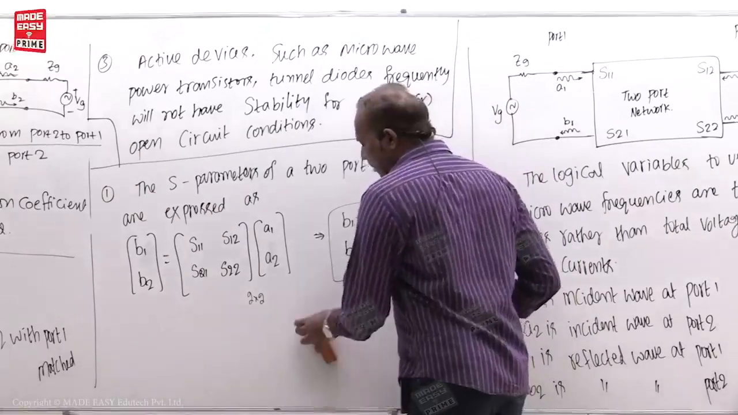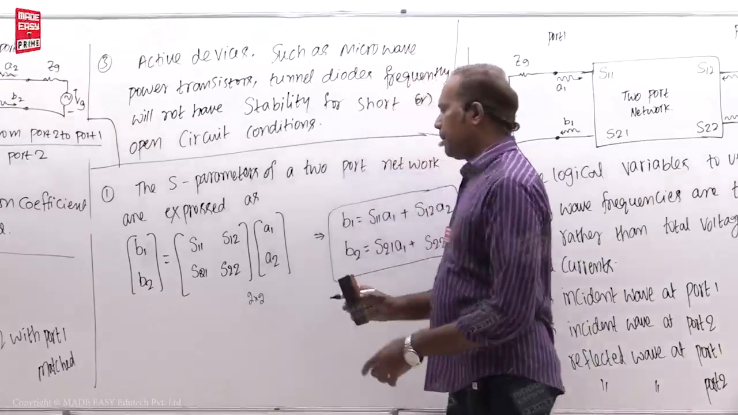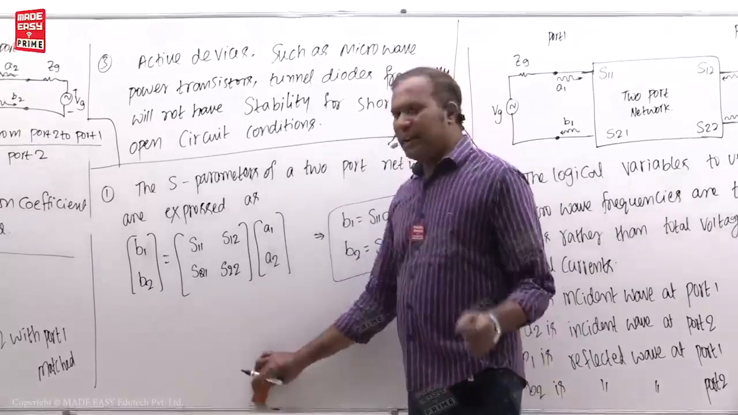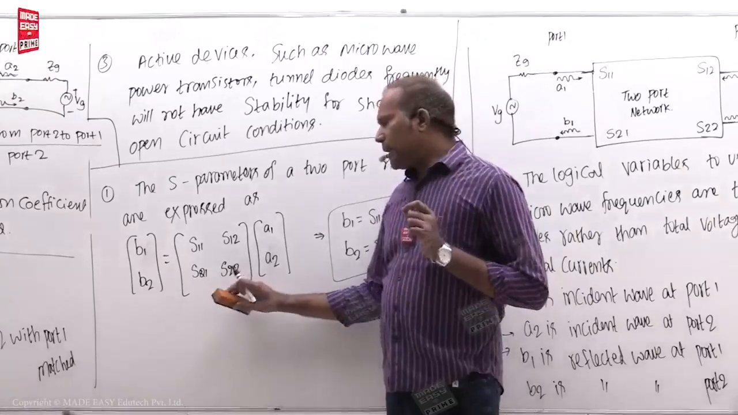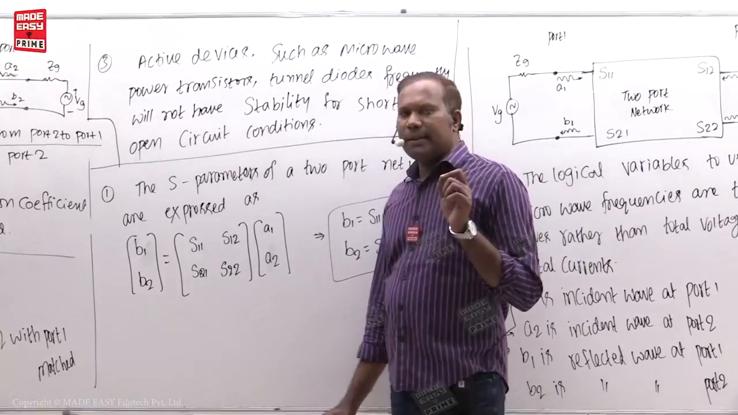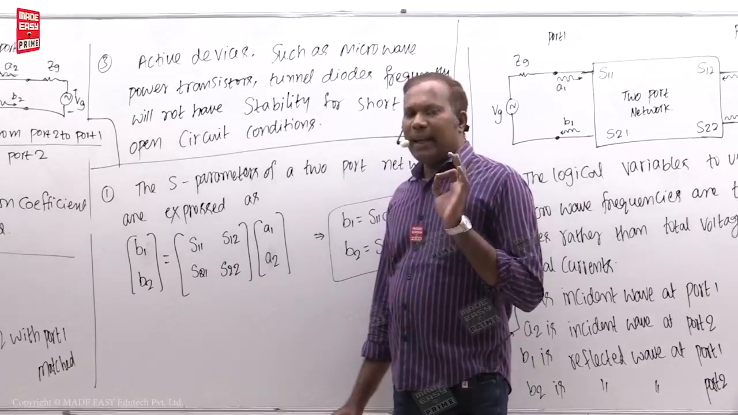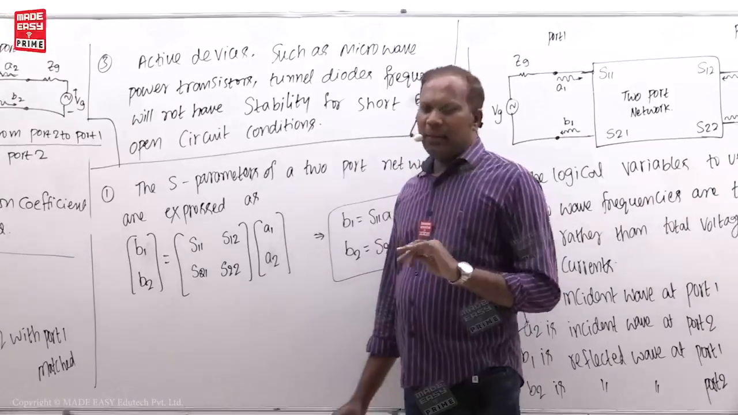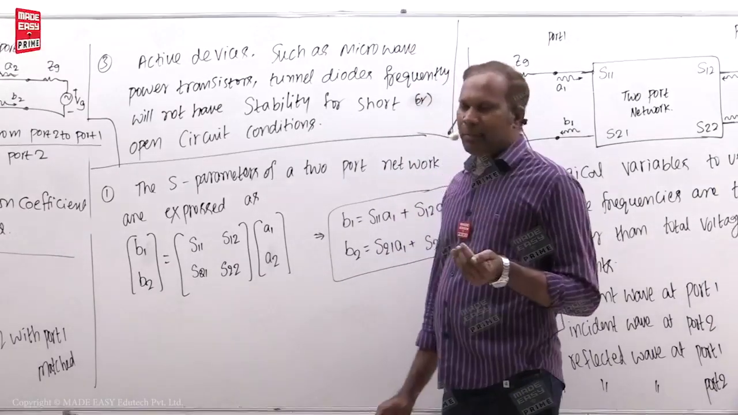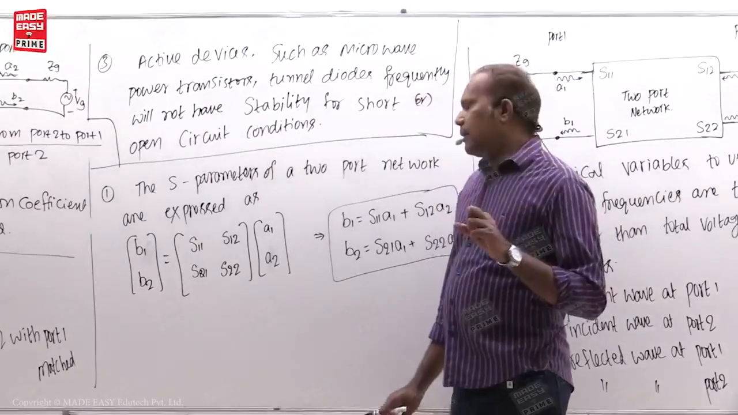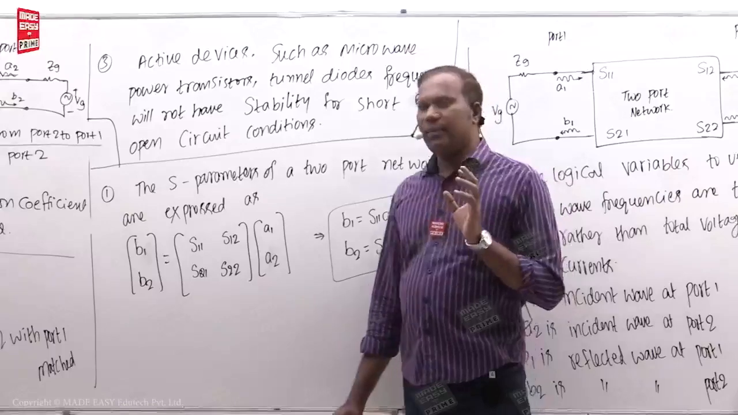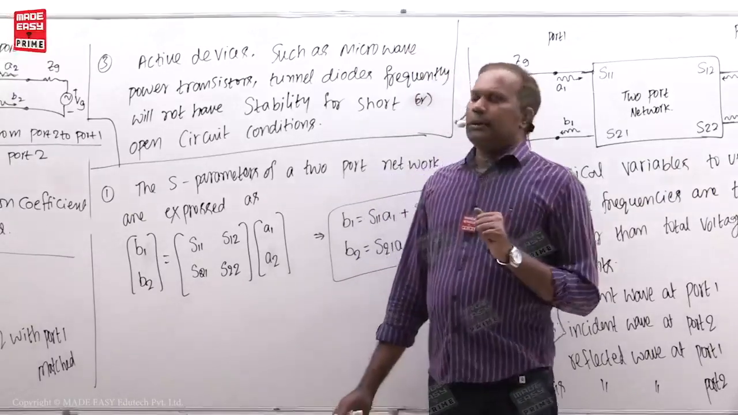Next property. I will be writing them now. You are listening. So the first property is it is a square matrix of order n by n for an n-port network. Second property is symmetric matrix. That means S transpose is equal to S. That is symmetric matrix. Symmetric matrix it is for reciprocal network.